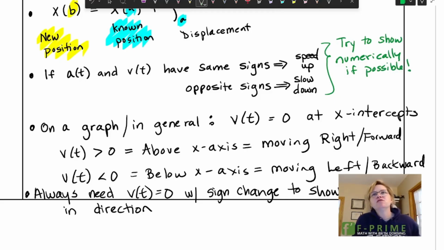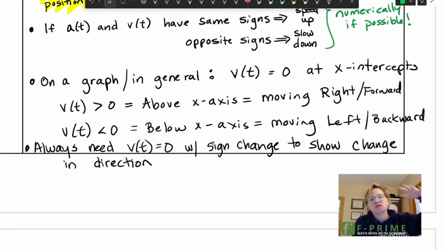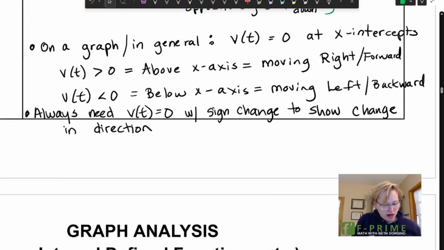But in case you can't show it numerically, if you ever have a graph that you can use, on a graph or in general, what we're going to look for is, the velocity will be 0 at the x-intercepts, and then above the x-axis is where the velocity is going to be positive on a velocity graph. Below the x-axis, if you're looking at the graph of velocity, that's when your velocity is negative. And so positive velocity is generally indicative of moving to the right or forward. Negative velocity is moving left or backwards.